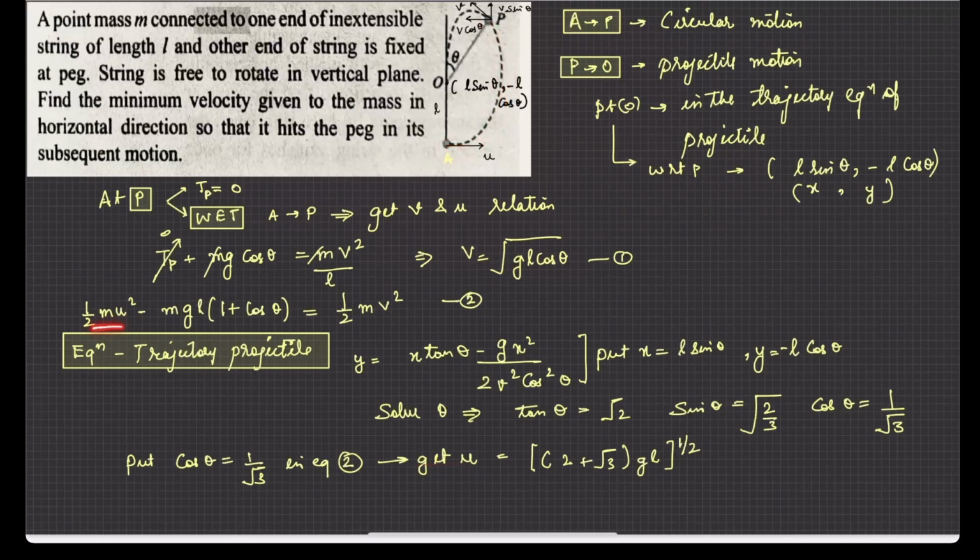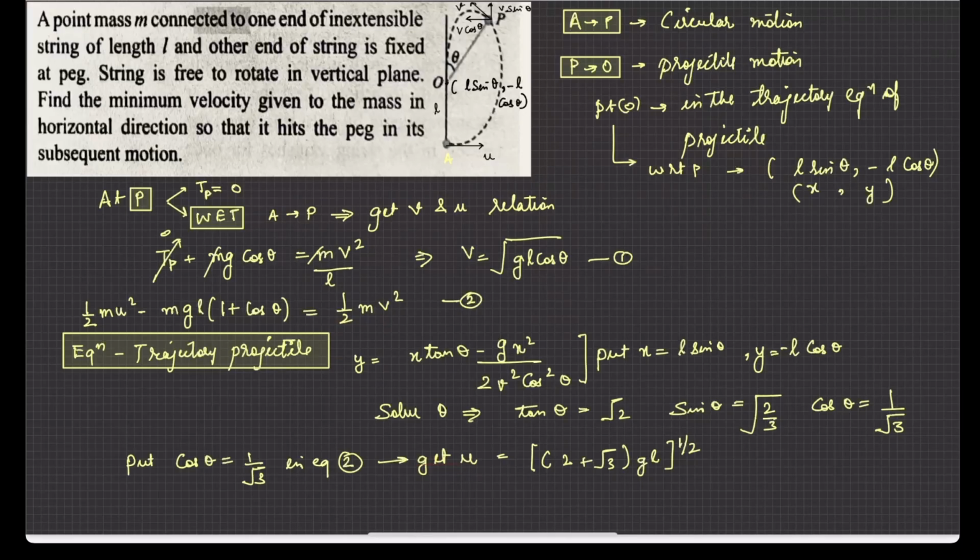So half m u square, from here to here the rise is how much? This is my L and this is my L sin theta, L cos theta. So L plus L cos theta, so mg L (1 plus cos theta). Final velocity will be half m v square, okay. This is my final velocity.